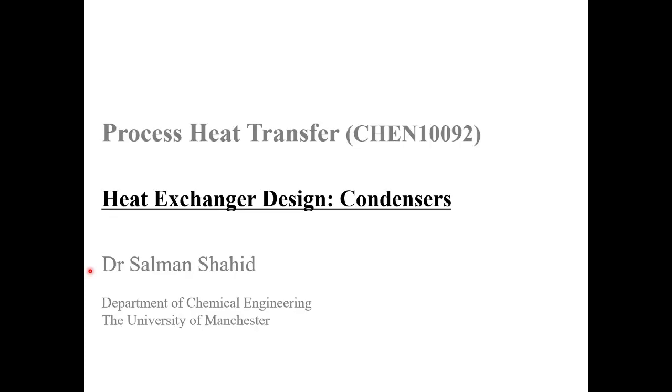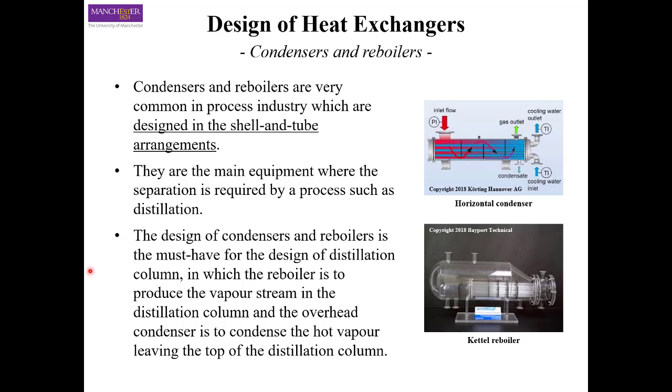So let's look at the condensers. Condensers and reboilers are very common in process industry, and most of the time they are designed in shell and tube arrangements. It means that when we talk about design of condensers and reboilers, we are mostly talking about design of shell and tube heat exchangers. But because these systems are special, they have different phase change possibilities and also different arrangements in terms of horizontal or vertical systems. So we do have to take additional considerations in design of a shell and tube heat exchanger.